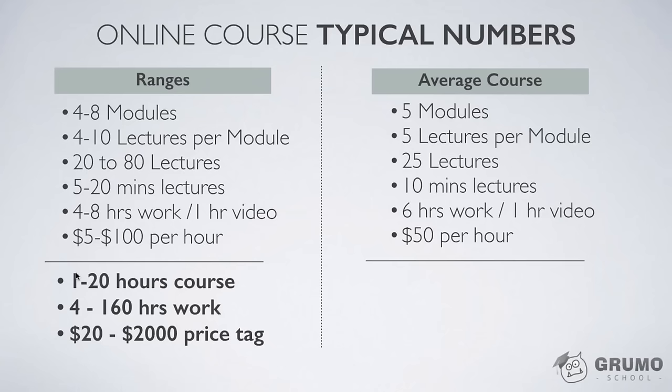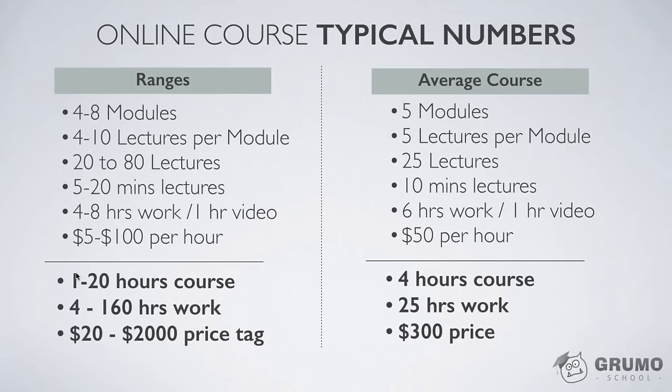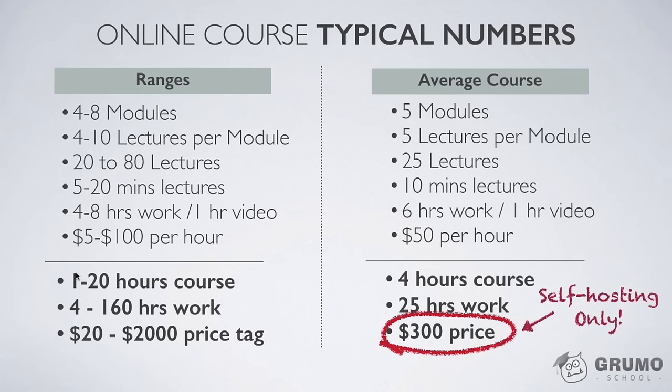And ideally, in a perfect world, you should be able to charge around $50 per hour of video. This means that the typical course is about 4 hours long, it takes about 24 hours to create, and you could charge $300 for it, right? That's not bad. Now, this is only if you're self-hosting. If you're using a marketplace, charging this amount of money is getting harder and harder every day, as we're quickly experiencing what is called a democratization of online education. So if you want to be able to charge more than what people usually pay on marketplaces, you have to get really good at marketing.